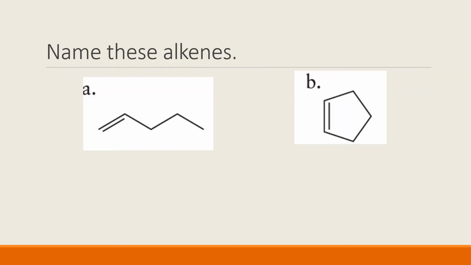Let's name these alkenes. So in first case, we need to count it. It's a straight chain alkene, and we can see that the double bond is on the left hand side, so therefore we will count from the left hand side. So that'll be 1, 2, 3, 4 and 5. So 5 means the name is pent, and because it's an alkene, so therefore it will end with "ene." Locator number is 1, so it is 1-pentene.